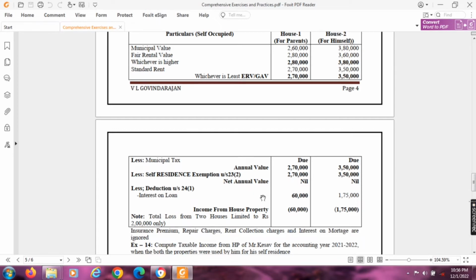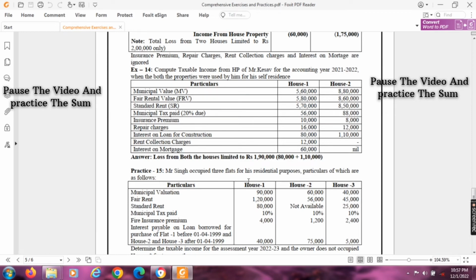But we can claim deduction under section 24, clause 1, interest on loan. For the first house 60,000, second house 1,75,000. So actual or ceiling up to rupees 2 lakh, whichever is the least. So the house occupied by the parents shows a loss of 60,000, and the house occupied by the assessee himself shows a loss of rupees 1,75,000. In the same pattern, the listeners can practice exercise 14 for their easy reference.